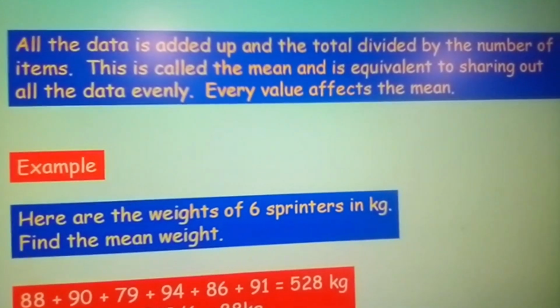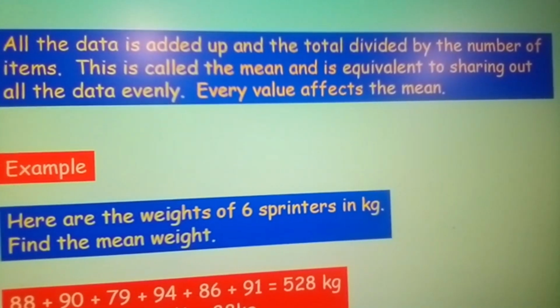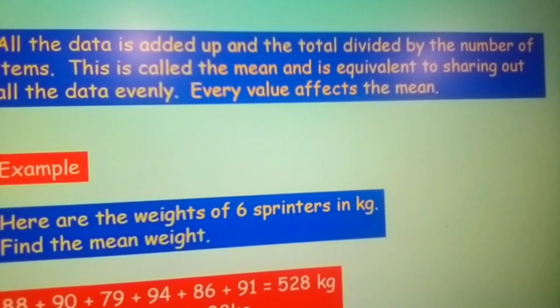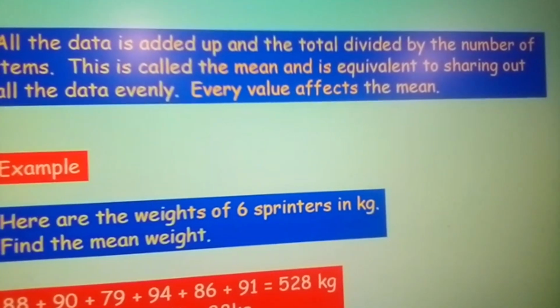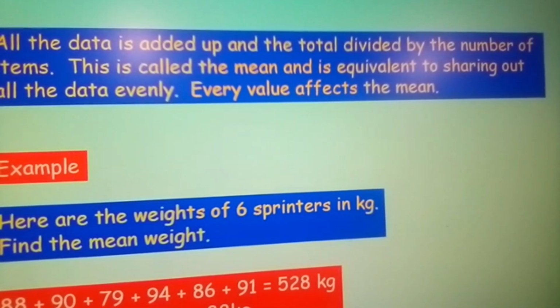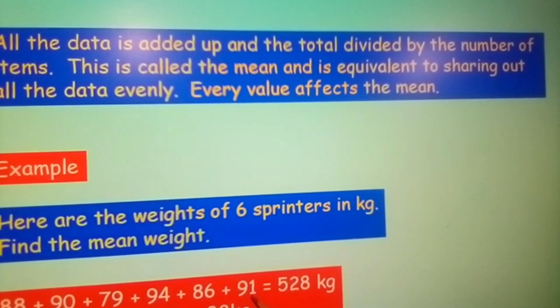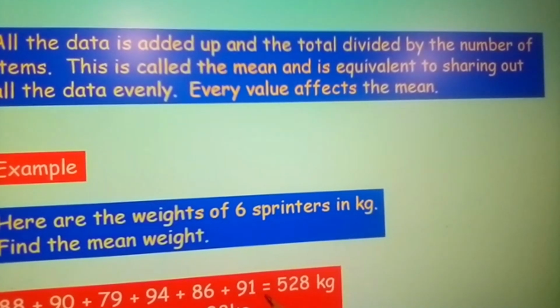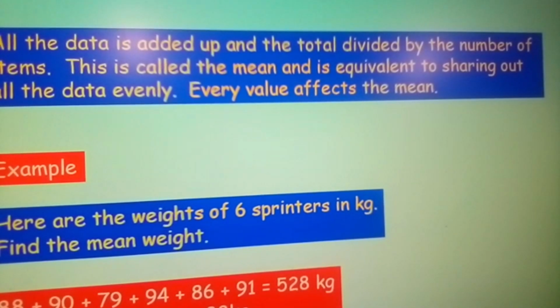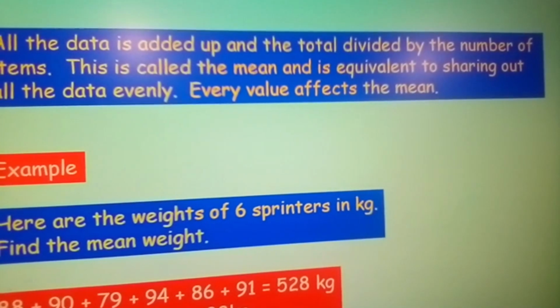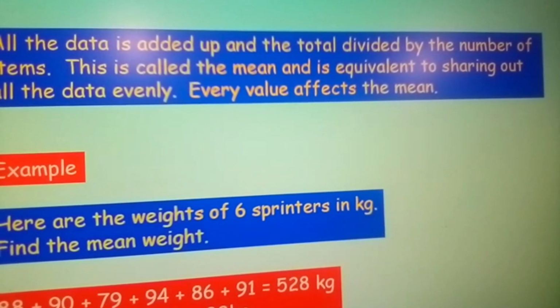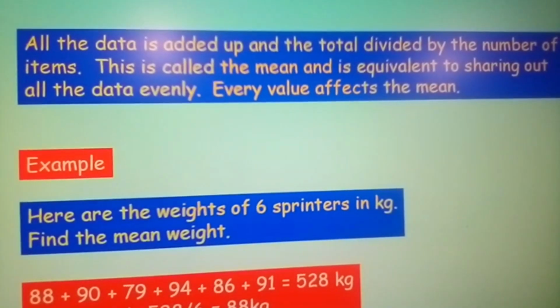Okay, so again, here are the weights of 6 sprinters in kilograms. Find the mean weight. The mean is that you add up the total sum of all the weights together and you divide by the number of items, or sprinters, that you have. Therefore that figure comes up to 528 kilograms. The mean is 528 divided by 6 because we have 6 sprinters, and that's equal to a mean of 88 kilograms on average.